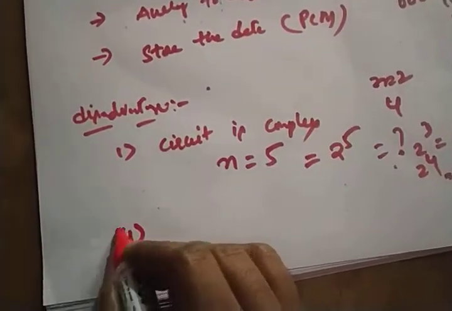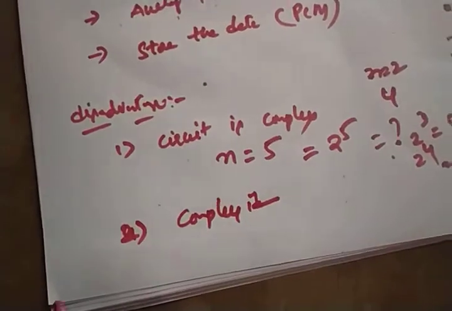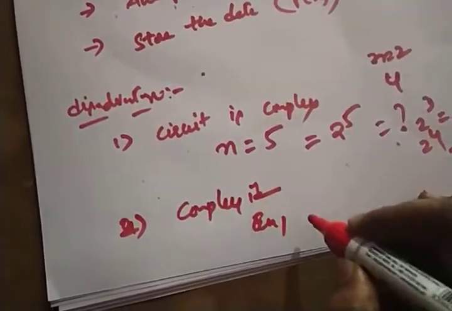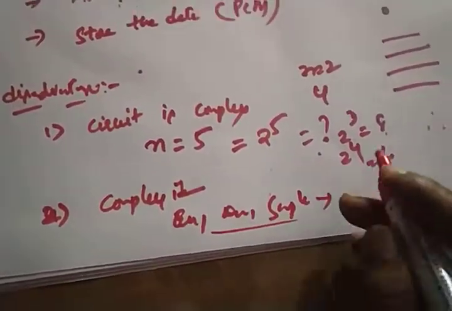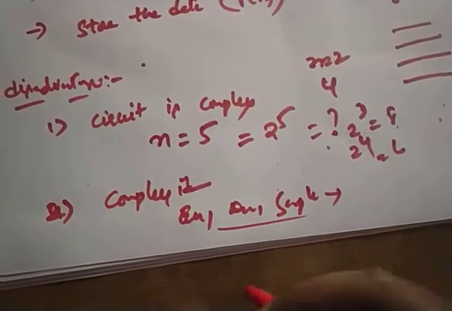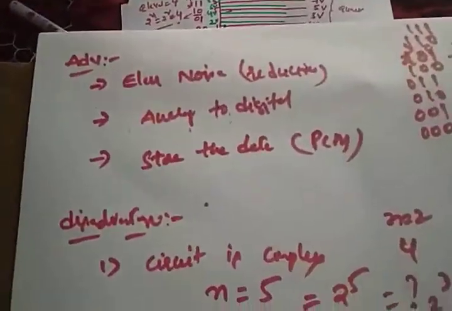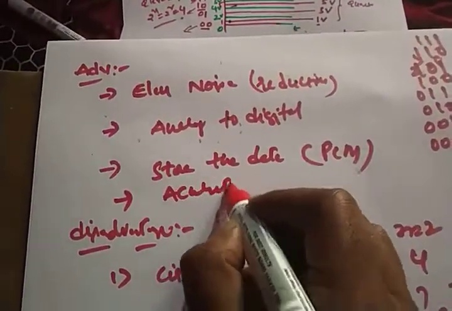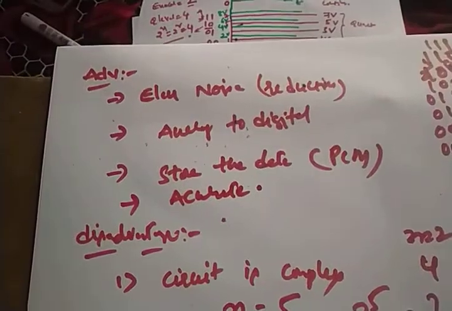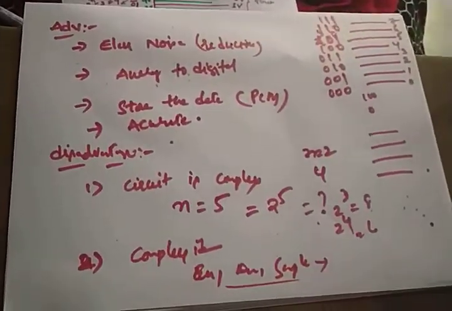And the second one is circuit complexity. Complexity means you need an encoder, a quantizer, and samples. These are the three things you have to satisfy. The result will be very slow, they require more time, but the results are accurate. So what is the advantage? It is accurate. So these are the advantages and disadvantages of pulse code modulation.